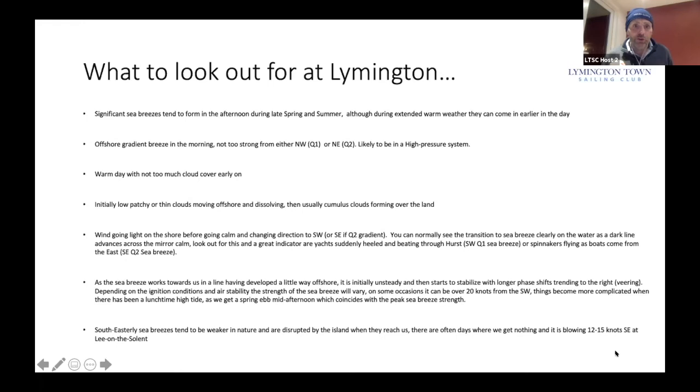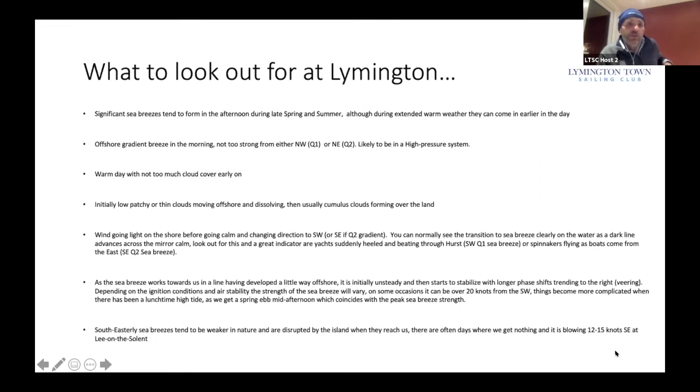The other thing we want is that northwesterly quadrant 1 breeze. And we're likely to be in a high pressure system to get that, because when the high pressure sits over us, we tend to get the northwesterly, depending on where the high pressure's sat. A warm day with not too much cloud cover early on, because we want that land to heat up as we've identified. And what you're looking for is initially low, patchy or thin clouds moving offshore.